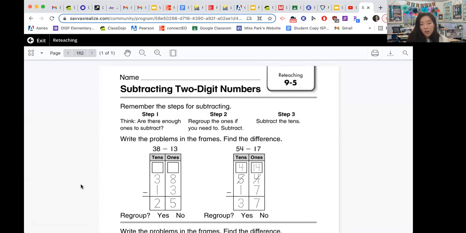Remember the steps for subtracting. Step 1, think, are there enough ones to subtract? Step 2, regroup the ones if you need to, then subtract the ones. Then step 3, subtract the tens. Write the problems in the frames, find the difference.